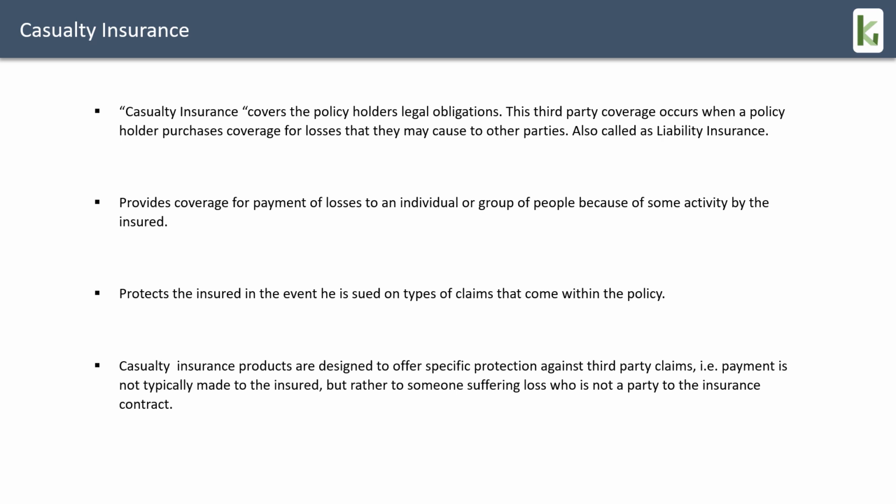Similarly, if you have a home and somebody gets injured because of something that happens inside the home. Let's say there was an oil spill on the stairs and somebody who was a guest in your home slips or falls down. Then you are liable to pay for the injuries. So that's the liability insurance.